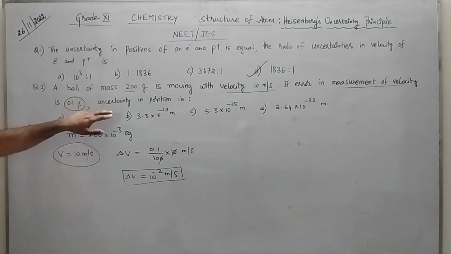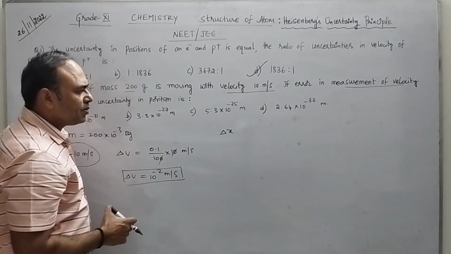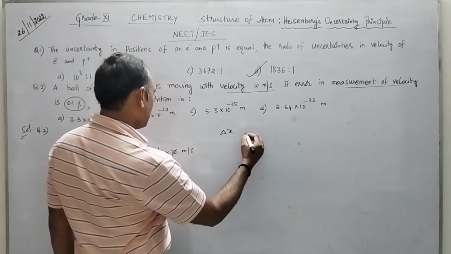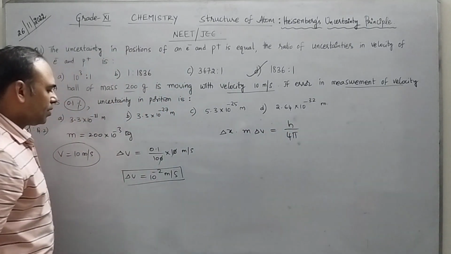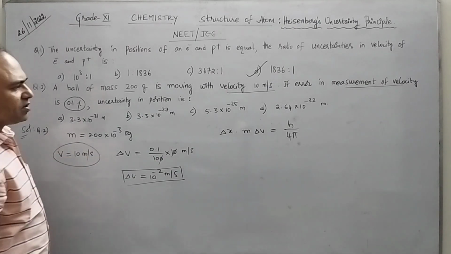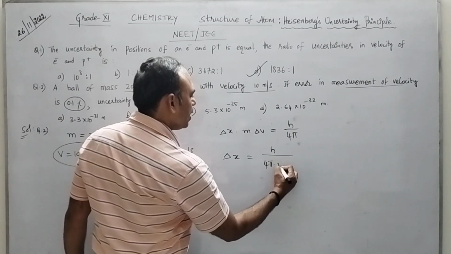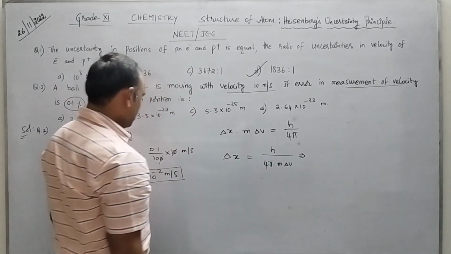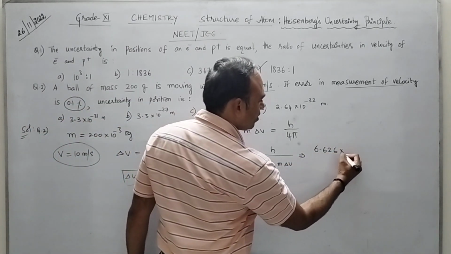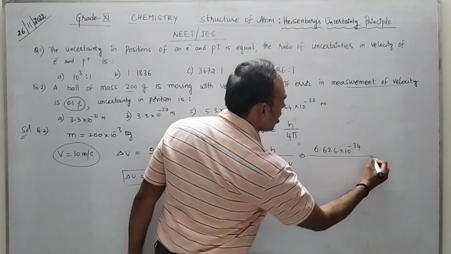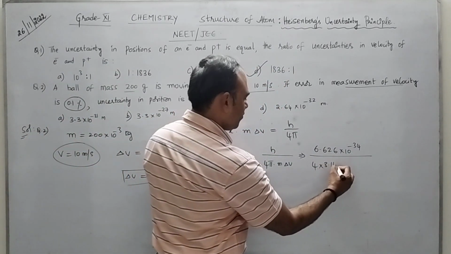Next they are asking to find the uncertainty in position. We can write the formula, that is Heisenberg uncertainty principle. Delta x into m delta V is greater than or equal to h by 4 pi. Now we know all the terms. Delta x is equal to h by 4 pi into m delta V. So what is h here? Planck's constant, 6.626 into 10 to the power of minus 34 joule into second, by 4 into pi value 3.14.